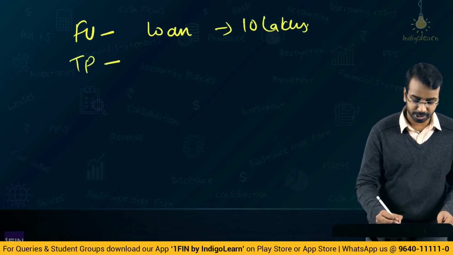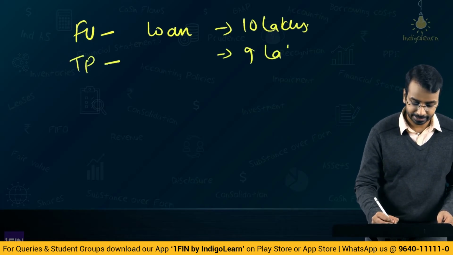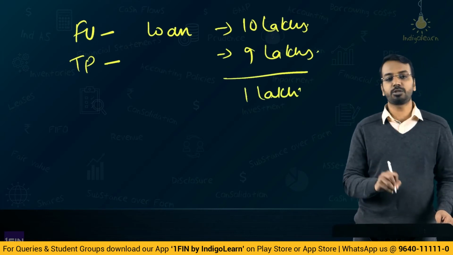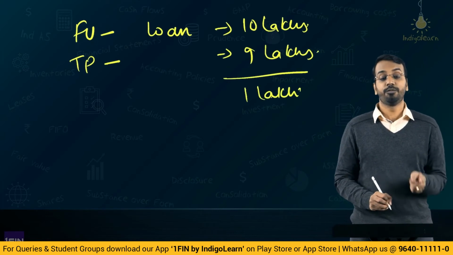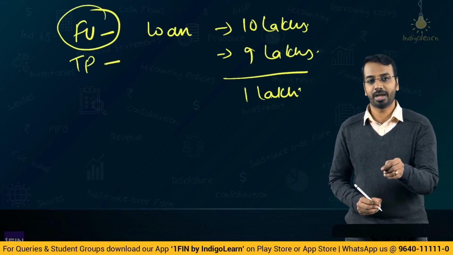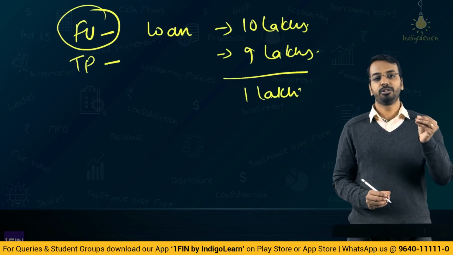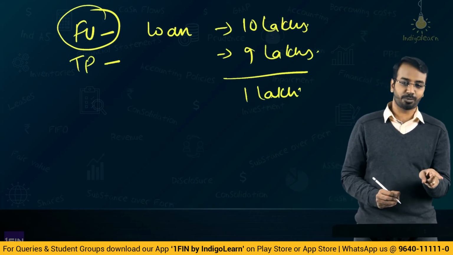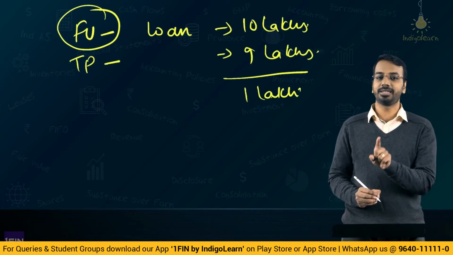Transaction price for the same loan is, say, 9 lakhs. What do we do with this 1 lakh of difference? It depends on whether this fair value is based on the active quoted market price, or using only observable market inputs. If that is the case, then there is one treatment. If it is otherwise, then there is a separate treatment.